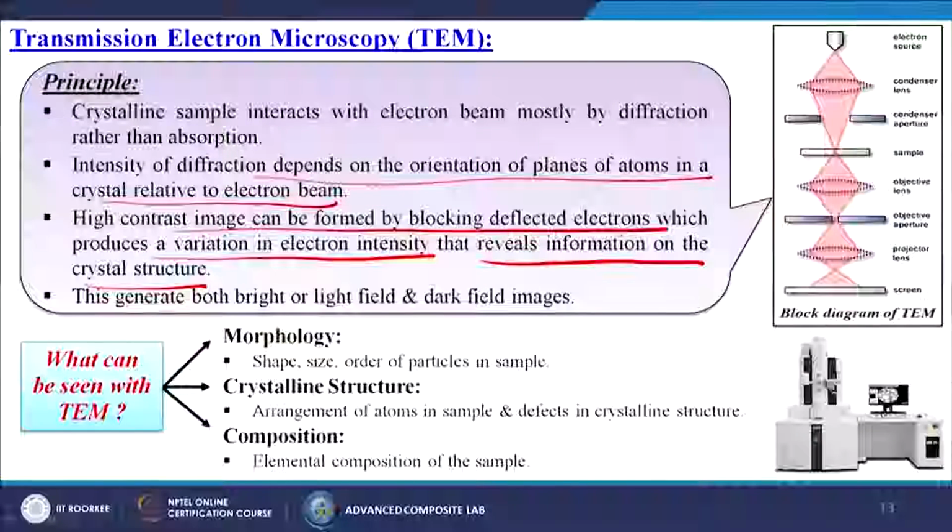So, what can be seen with TEM? On the basis of morphology, generally the shape, size, and order of particles in the sample. If we are going to see the crystalline structure, we can see the arrangement of atoms in the sample and defects in the crystalline structure. And if we want to know about the composition, then the elemental composition of the sample. So, this is the standard TEM instrument generally what we are using.